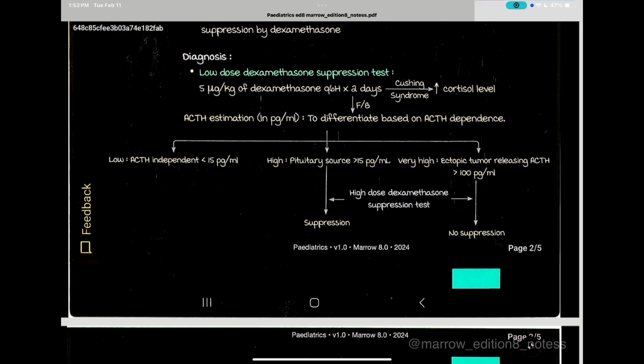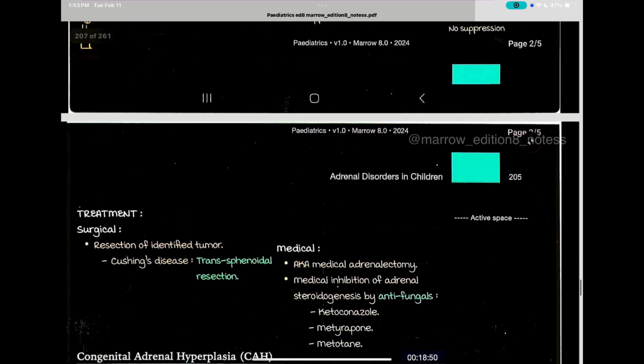If it is high, more than 15, it could be very high. If ACTH is more than 100, you are suspecting an ectopic tumor releasing adrenocorticotropic hormone, and if high, more than 15, you are suspecting a pituitary source. On the high dose dexamethasone suppression test, a pituitary source will be suppressed, but a tumor producing ACTH will not be suppressed.